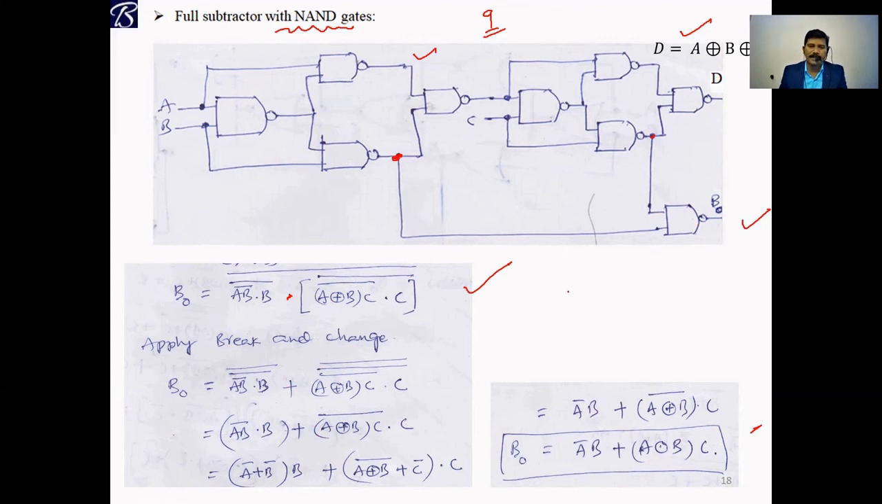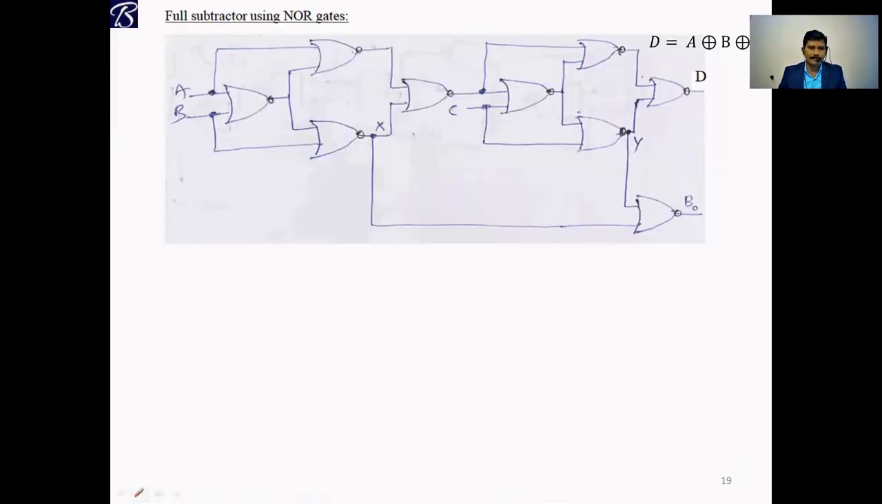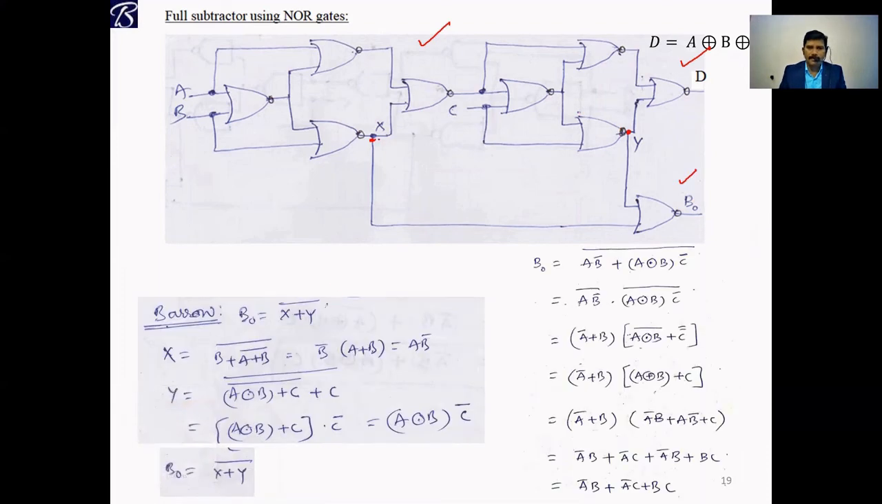And the last point we need to see here: for the full subtractor, how many NOR gates? Again it is 9. Okay, let us see the same operation. If you take these 2 points and one more NOR gate, we will get B naught. So for this borrow, let us say this is X and this is Y. So (X plus Y) whole bar, this is the NOR gate, right?